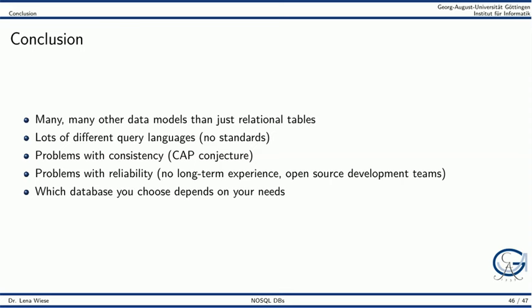During the lecture, we have seen many data models other than just relational tables. We have seen that there are lots of different query languages and there are basically no standards for the different data models. We have also discussed problems with consistency, in particular the so-called CAP conjecture. When using novel database systems, there might be problems with reliability, for example due to missing long-term experience or the dependence on open source development teams.